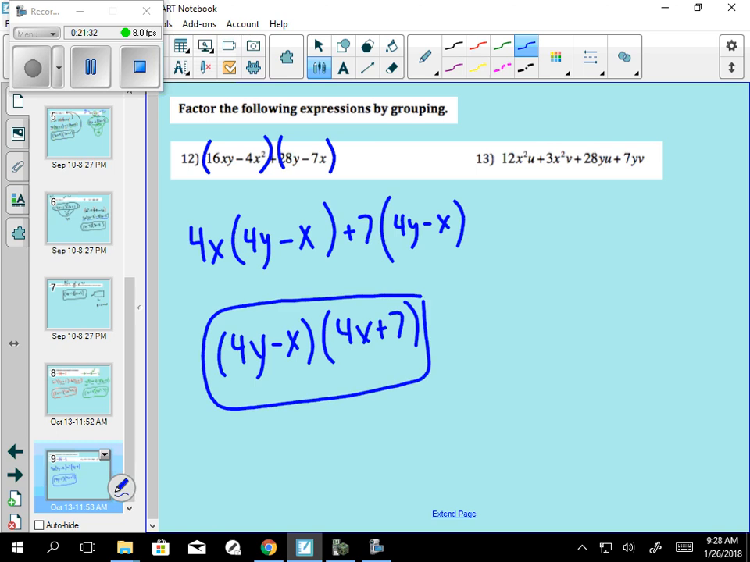All right, why don't you pause the video and try the last one. See if you can do this one by the factor by grouping method. All right, let's see what you got.